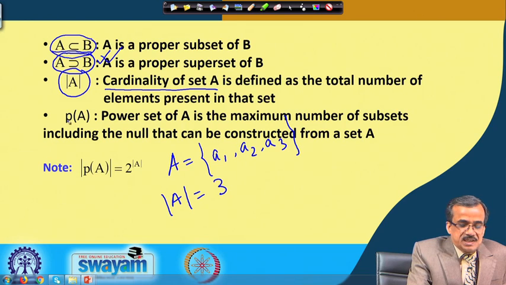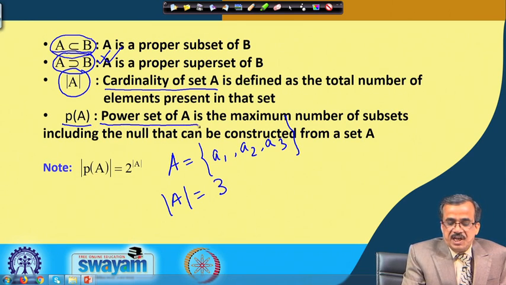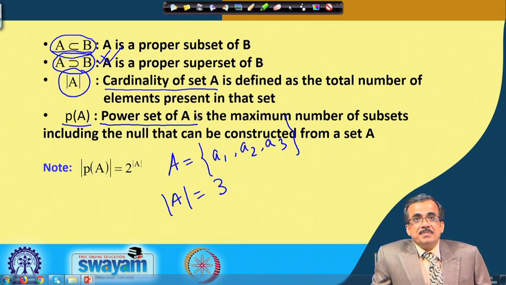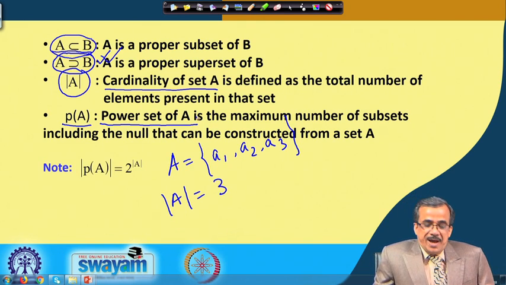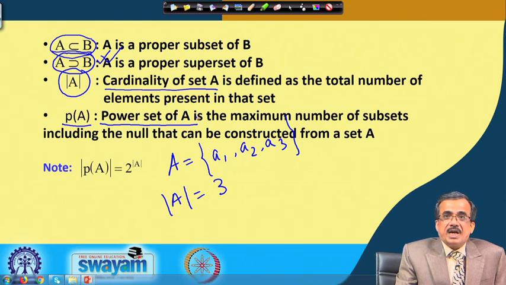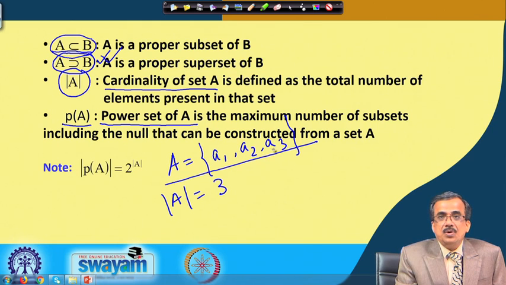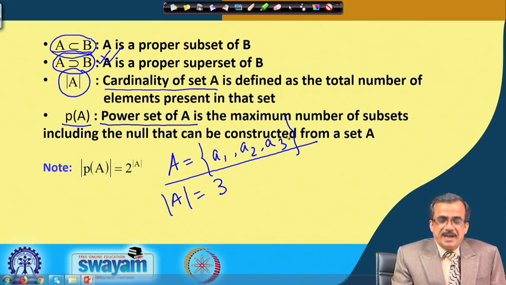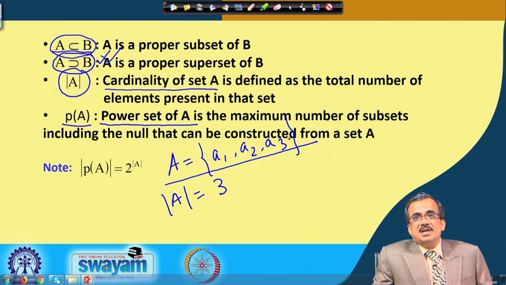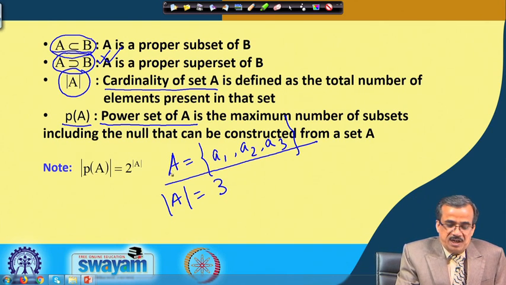Now, the next symbol is P(A). Now, this P(A) indicates the power set of A. By power set of A, we mean the set of all subsets that can be constructed from a particular set. Now, let me concentrate on the same crisp set, that is A is a collection of 3 elements A1, A2, A3. Now, let us see how many such subsets can be constructed from this particular set A, including the null set.